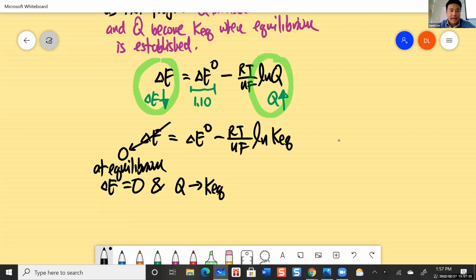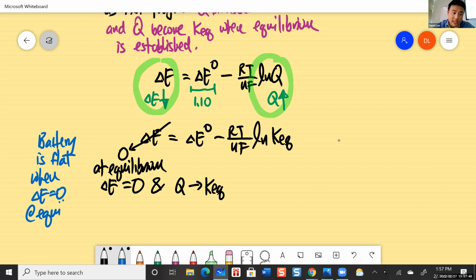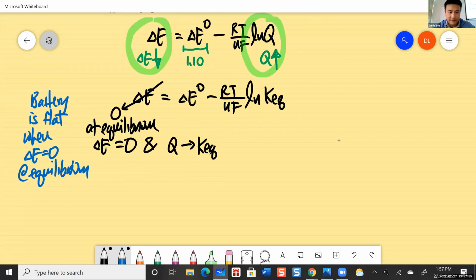So when you have a battery that has reached equilibrium, that means it is flat. The galvanic cell is flat. When the battery is flat, there's no more chemical potential energy you can tap into. The battery is flat when delta E equals 0 at equilibrium. So you're no longer spontaneous. You're the cutoff between positive and negative E.